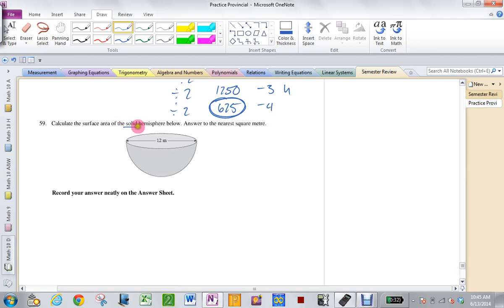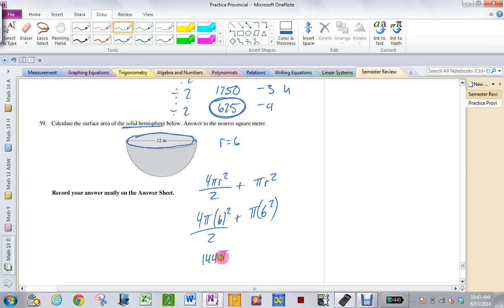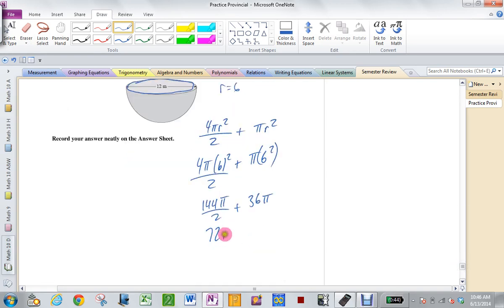Calculate the surface area of the solid hemisphere. That means this circle is part of the surface area. So it's 4 pi r squared for a sphere, but divided by 2, plus pi r squared for the circle. R equals 6. So it's 4 pi 6 squared divided by 2, plus pi times 6 squared. Now do that math. That's 36 times 4, which is 144 pi divided by 2 plus 36 pi. Well, 144 pi divided by 2 is 72 pi plus 36 pi, which equals 108 pi.